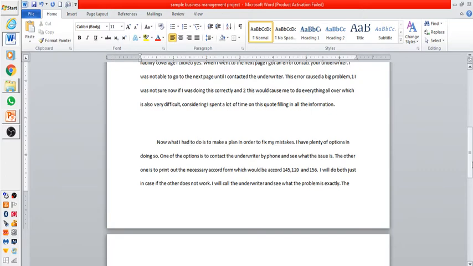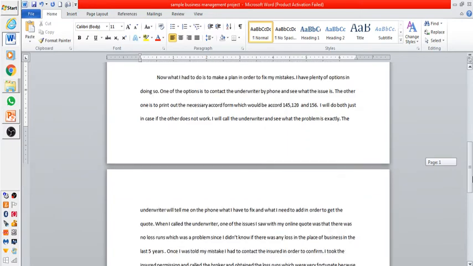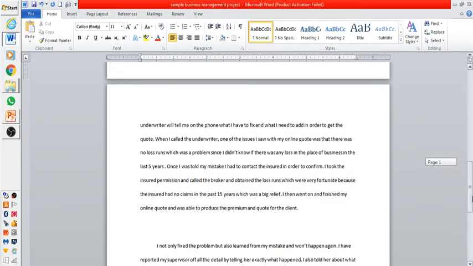I have plenty of options in doing so. One of the options is to contact the underwriter by phone and see what the issue is. The other one is to print out the necessary ACORD forms, which could be ACORD 145, 120, and 156. I will do both just in case the other does not work. And I will call the underwriter to see exactly what the problem is. The underwriter will tell me on the phone what I have to fix and what I need to add in order to get the quote.